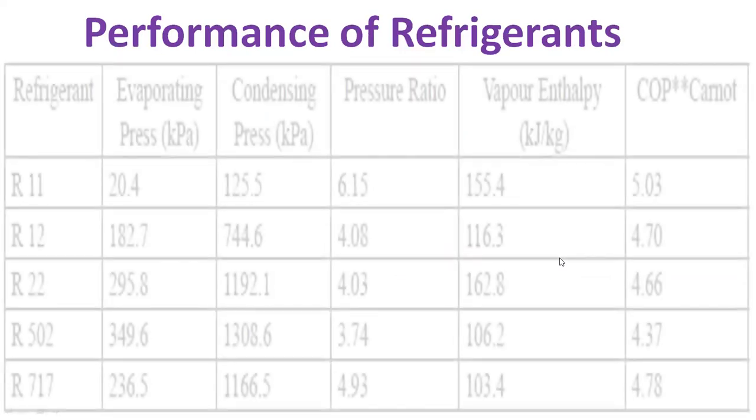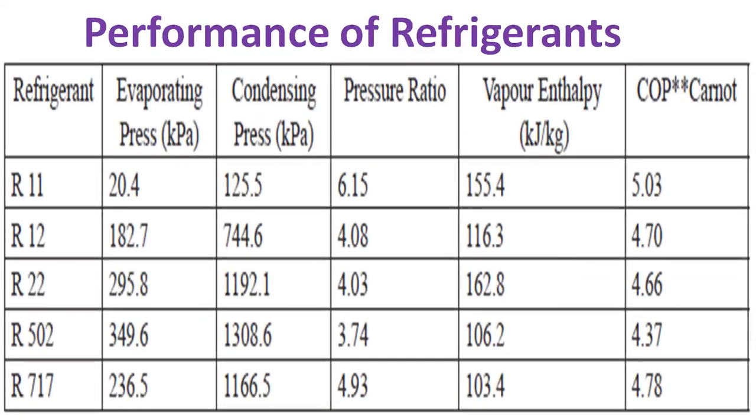Then this is where you see the performance of refrigerants at 15 degrees centigrade evaporator temperature and 30 degrees centigrade condenser temperature. For the coefficient of performance, we can see the refrigerants R11, R12, R22, R502, R717, then evaporating pressure, condensing pressure, pressure ratio, vapor enthalpy and COP. The Carnot coefficient of performance is 5.03 for R11, whereas it is only 4.37, the lesser, for R502. This is exactly what is shown.